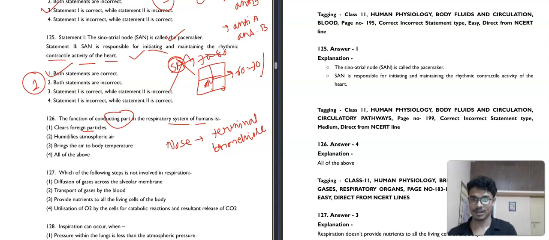So it has the function of clearing foreign particles, definitely clearing foreign particles, which the nasal hairs do, and it humidifies the atmospheric air and brings the air to body temperature. All of the above are functions of the conducting part.